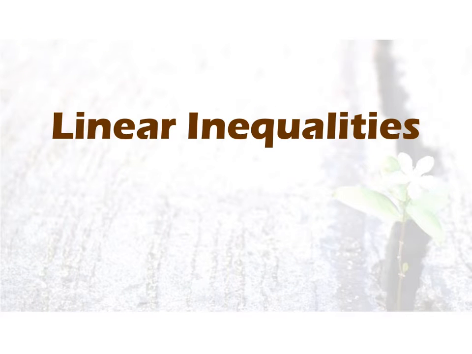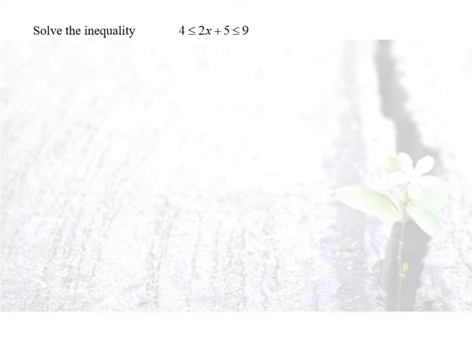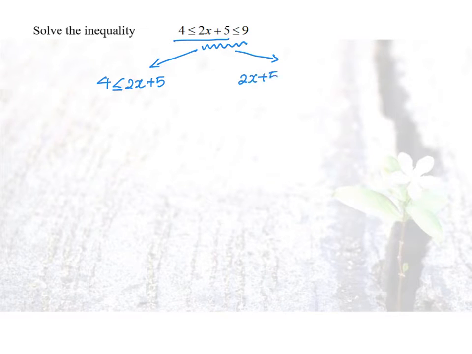Linear inequalities. Solve the following inequality. In this inequality, there are two parts, so we split it into two portions. One is 4 less than or equal to 2x plus 5. The other is 2x plus 5 less than or equal to 9. We need to satisfy both these conditions.